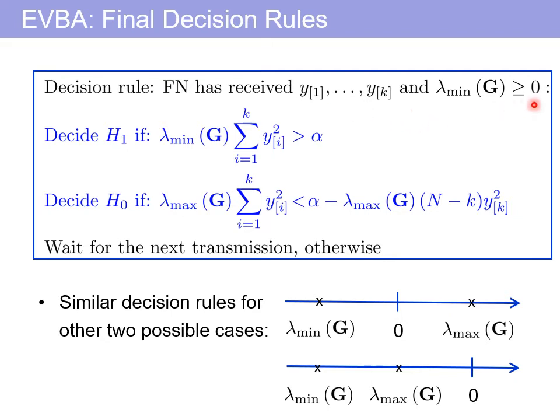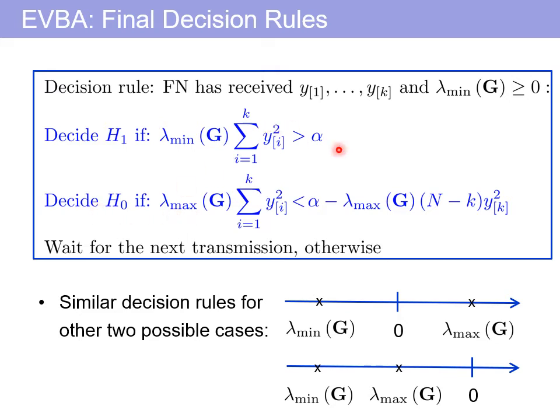Let the fusion node have received the k-best measurements, y1 to y[k], and say the smallest eigenvalue of G is positive. Then what the fusion node should do is take the measurements it has received till now, add them up, multiply it with the smallest eigenvalue of G, and compare it with the threshold alpha. If this is true, then it declares H1. Otherwise, it takes the measurements it has received, multiplies it with the largest eigenvalue of G, and sees if it's below some other lower threshold, alpha minus a quantity that depends on the kth largest measurement, or the most recent measurement that it has received. And if this is true, it decides H0. Otherwise, it waits for the next transmission.